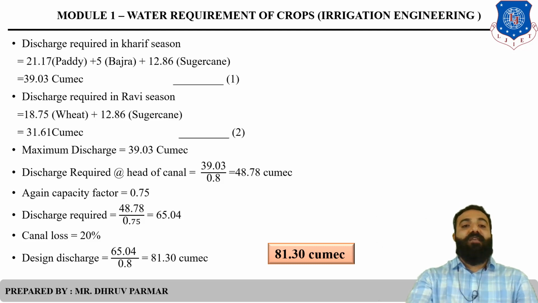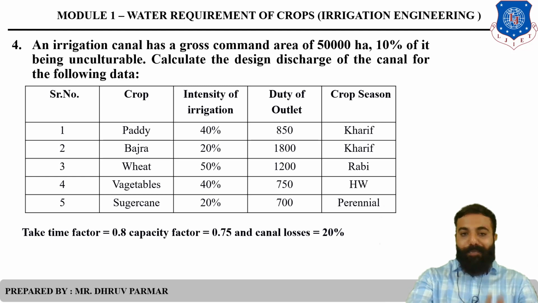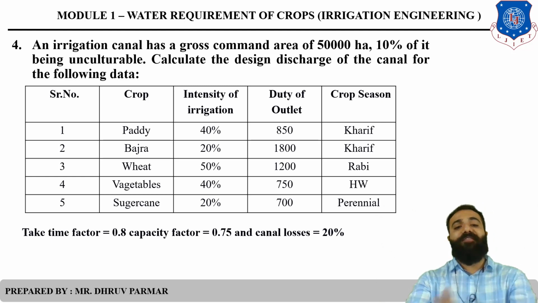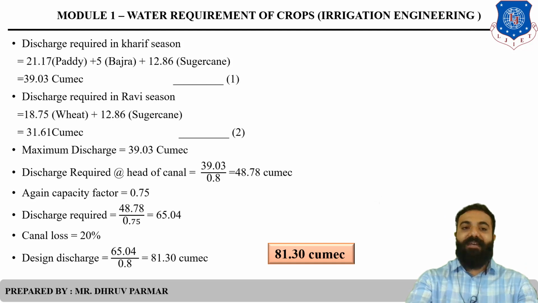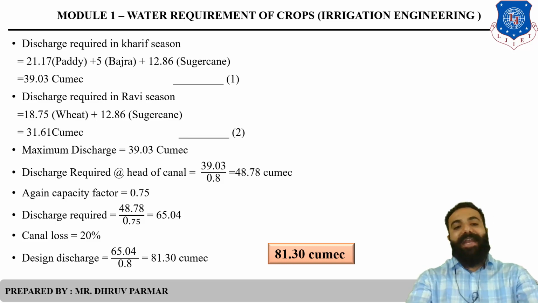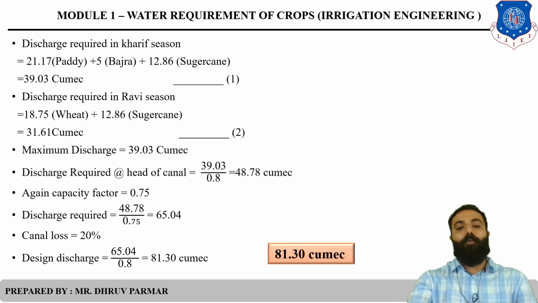Clear? So discharge required at the head of canal. The time factor is given, capacity factor is given, and canal loss is given. When the time factor and capacity factor are given, we directly divide the discharge by the time factor and capacity factor. The time factor is 0.8 and the capacity factor is 0.75. First we divide by time factor: 39.03 divided by 0.8, we get 48.78. Next, divide by capacity factor 0.75: 48.78 divided by 0.75, we get 65.04. And the canal loss is 20%, so remaining 80%. So 65.04 divided by 0.80, we get 81.30. So this is your final answer, 81.30.